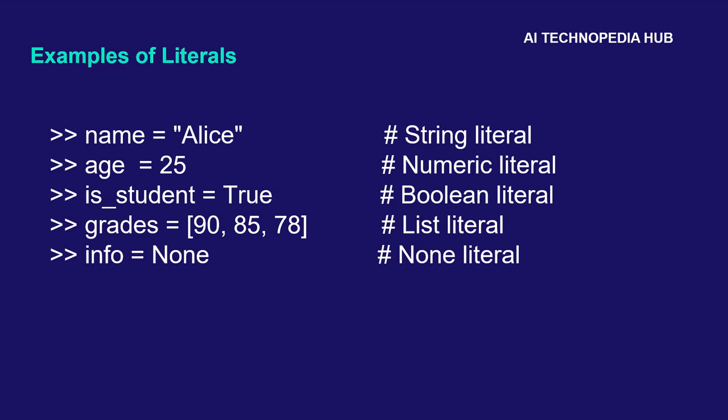Then we have grades = [90, 85, 78] in the form of a list. This is a list literal, which is a type of collection used to store multiple values in one variable. Then info = None. And finally, this is a special literal called the None literal, used to show that a variable has no value yet. Each of these is a literal because it directly gives Python a value it can understand and work with.